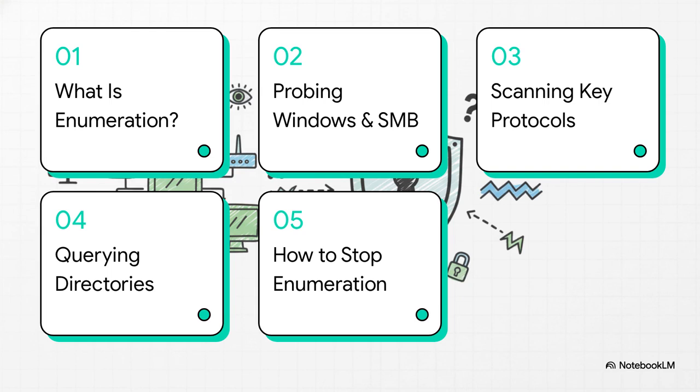All right, here's our game plan. We'll kick things off by defining what enumeration really is. Then, we'll get into the weeds of how attackers probe common systems like Windows, scan key protocols, and map out directories. And most importantly, we'll wrap up with how you can actually defend against all this.